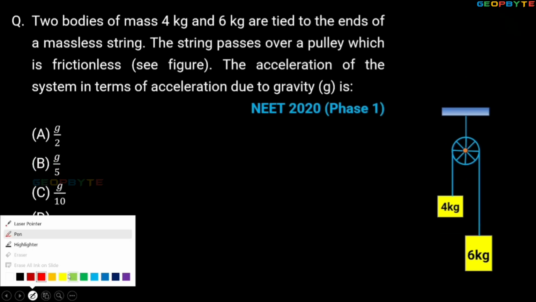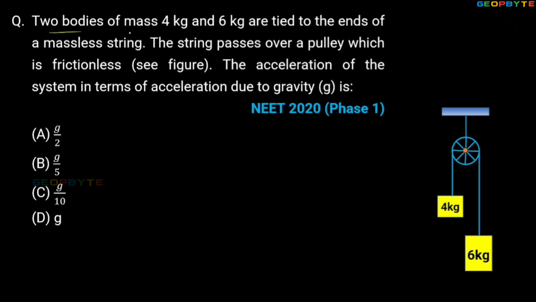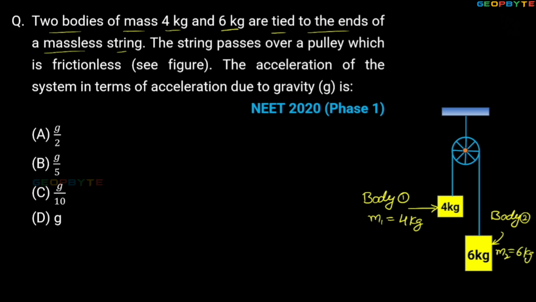Similarly, let us take another important problem. Okay, look at the screen. It is asking like this. Two bodies of mass 4 kg and 6 kg are tied to the ends of a massless string. Look at the two bodies. This is body 1, of mass m1 equal to 4 kilograms. The other body, that I can say body 2, of mass m2 equal to 6 kg.